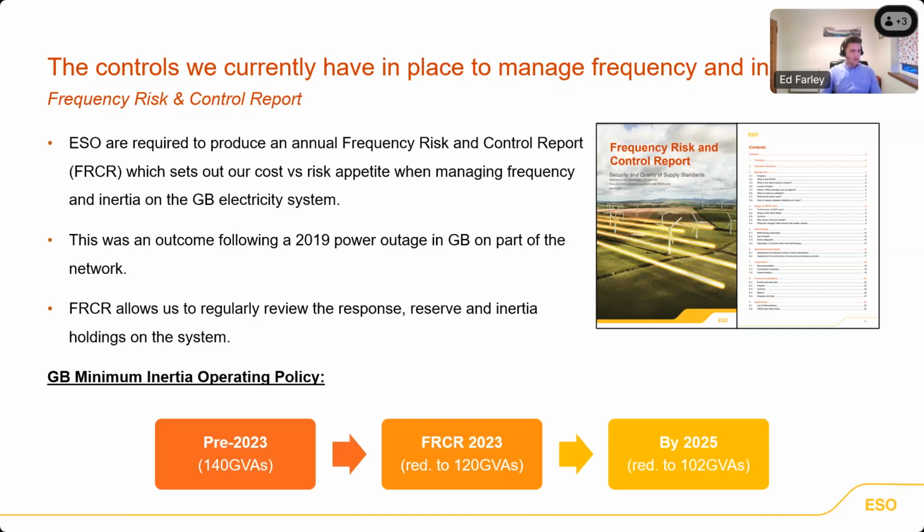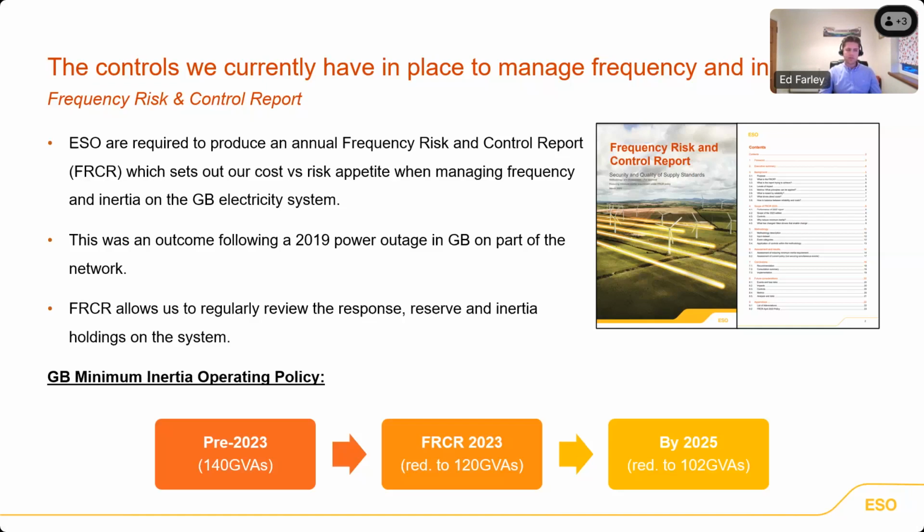So we had a deviation on the power system which led to an outage back in 2019. And following that, there was a whole industry review. One of the outputs from that was that ESO should start producing an annual report, which is entitled the Frequency Risk and Control Report, or FRCR for short.